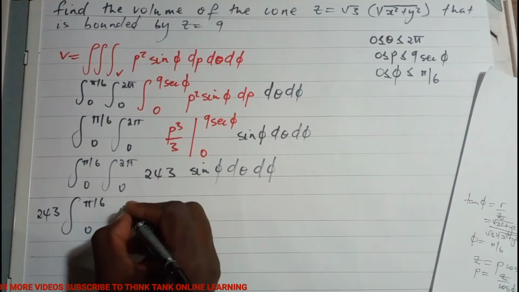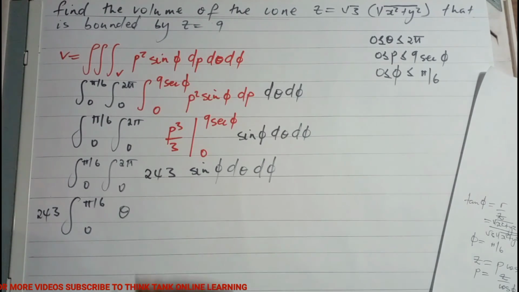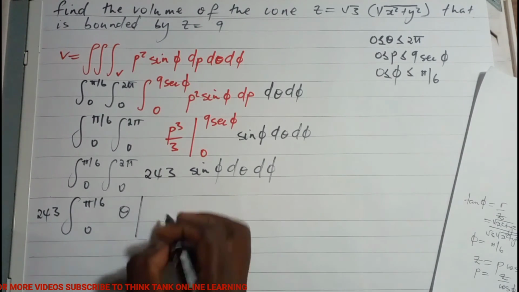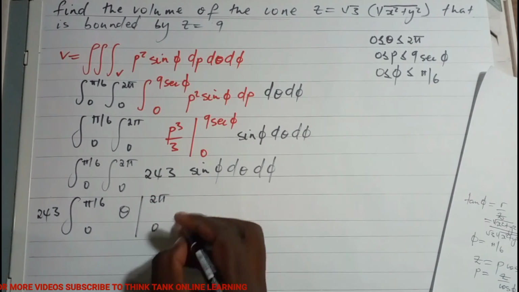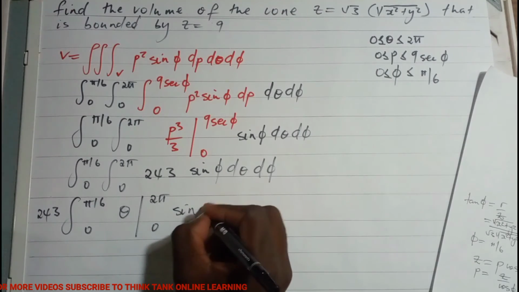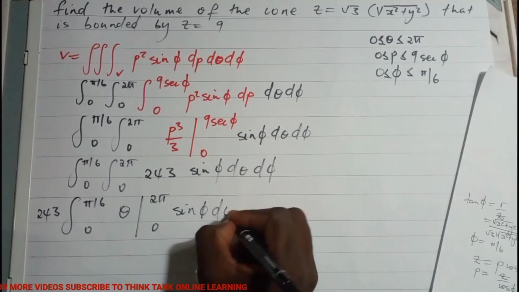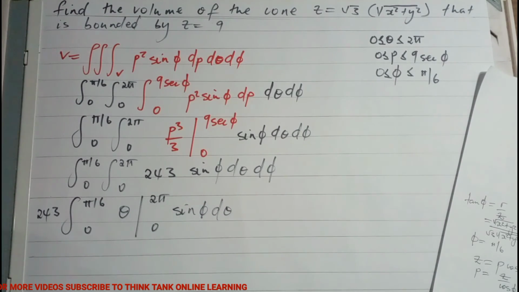And now I have theta, my limit is 0 to 2 pi, sine phi d phi. Okay, so as you can see, I've made a mistake here.